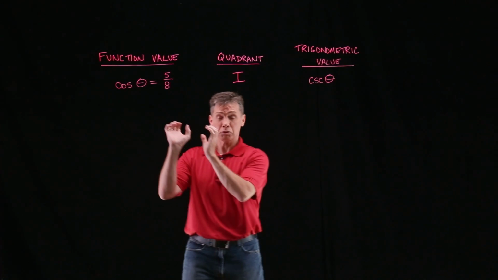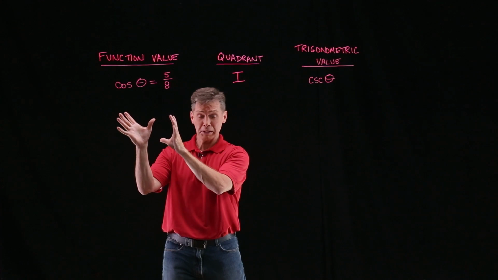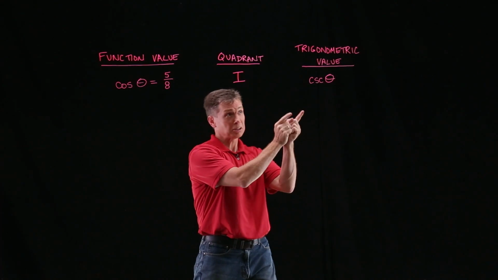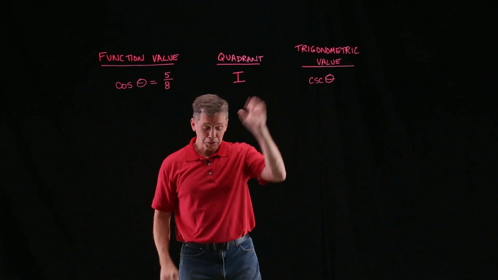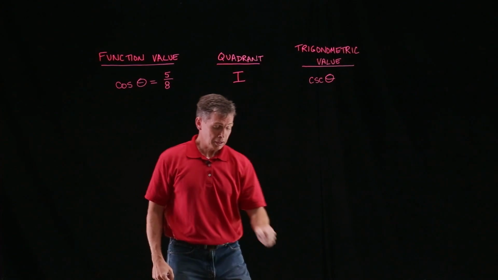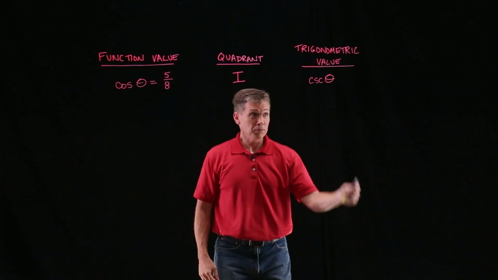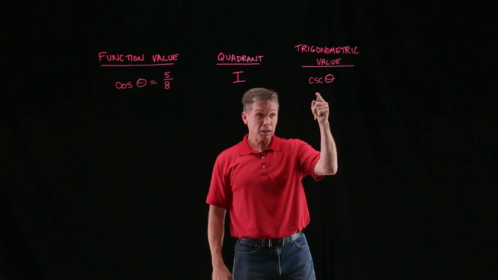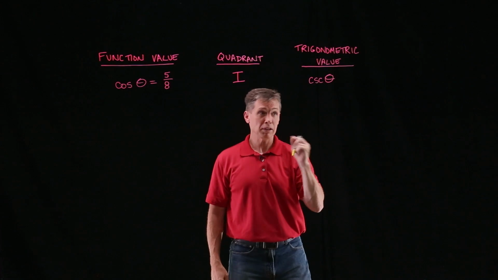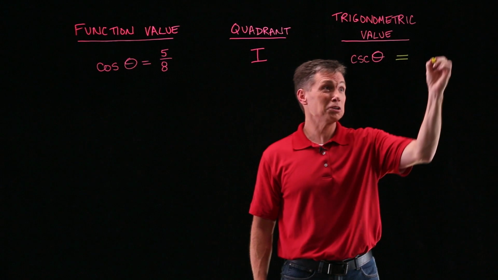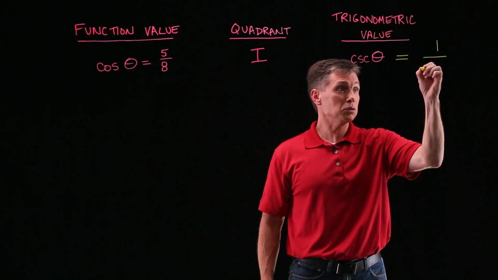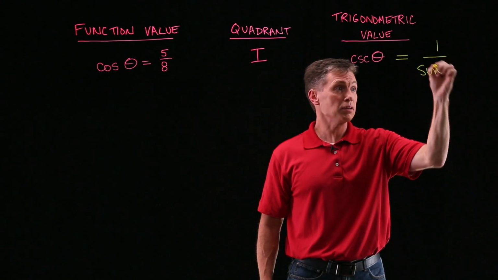Okay, in this problem, we're supposed to use this function value that they give me to find the indicated trigonometric value in the specified quadrant. So I've got all this information that they give me, and to start, I'm going to recognize that what they want of me, this cosecant of theta, I can rewrite, if you know your identities, which you should. This equals 1 over the sine of theta.